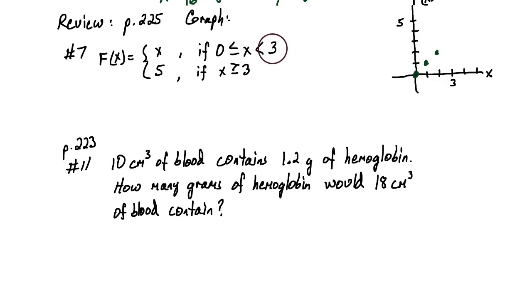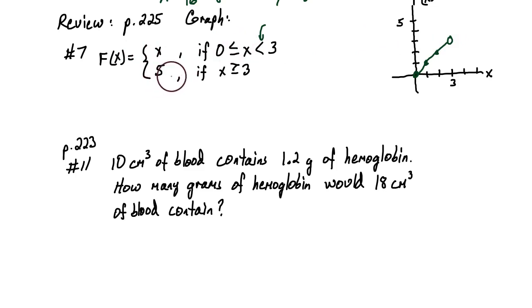And when x is 3, the y value is 3. But notice how the arrow symbol doesn't have the equals to. So you're actually putting an open dot on 3, 3. Connect these together to make a segment. So this diagonal segment represents the first part of our graph.